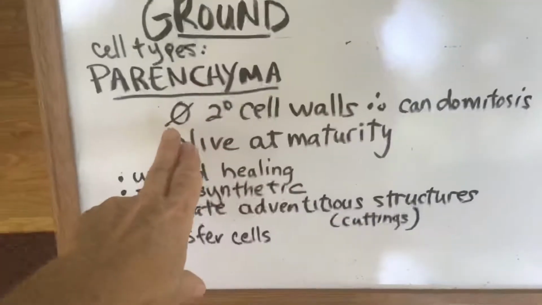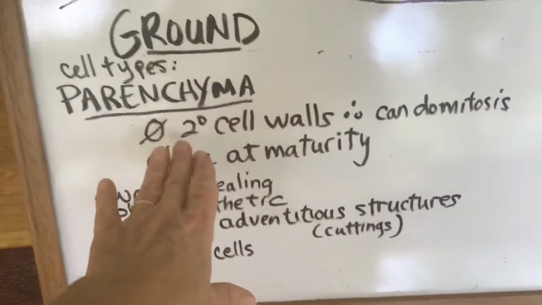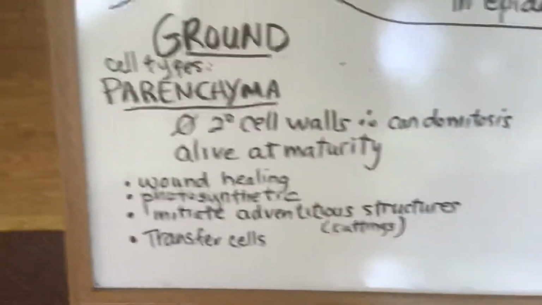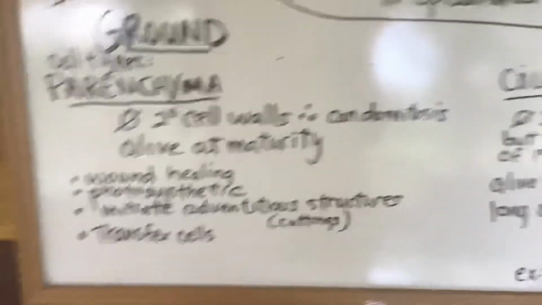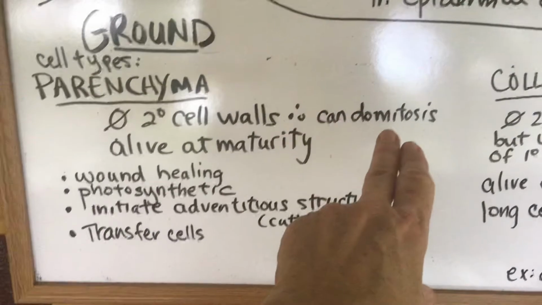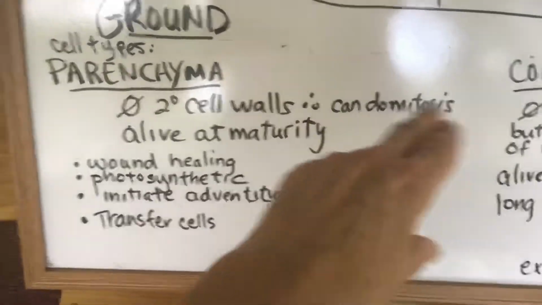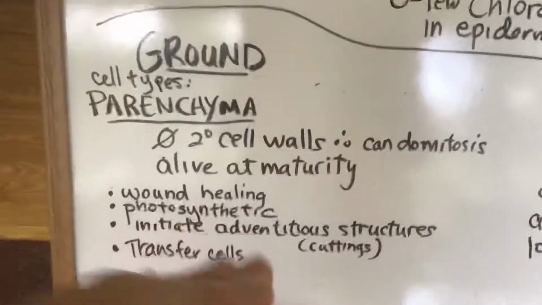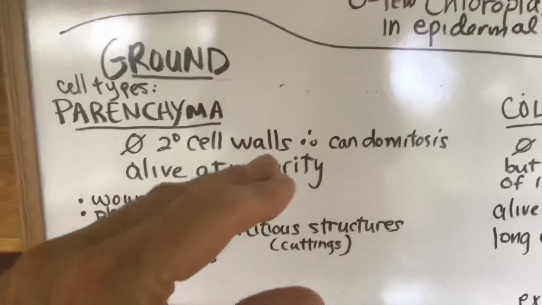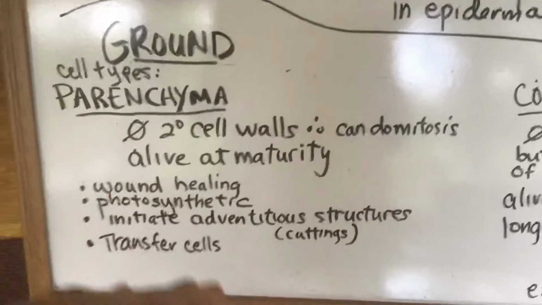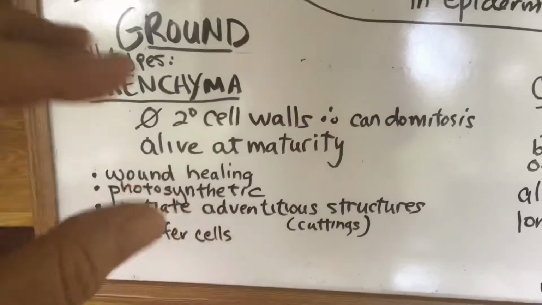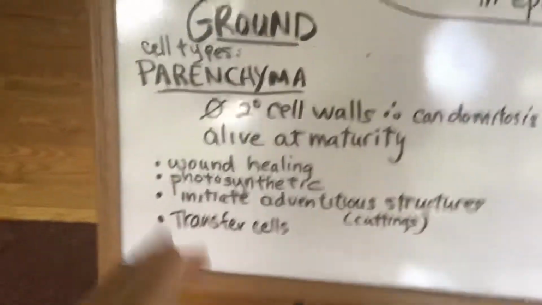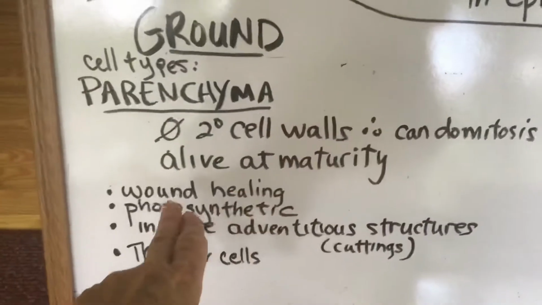This means no secondary cell walls. All right, so that's what my shorthand means here. They do not have secondary cell walls, which means they only have primary cell walls, and therefore they can do mitosis. Now, this is an important feature because it means that if a plant is cut, then these cells can fill in by doing mitosis from a neighboring cell and replacing the cells that got cut out or damaged. So this is why it's part of wound healing.